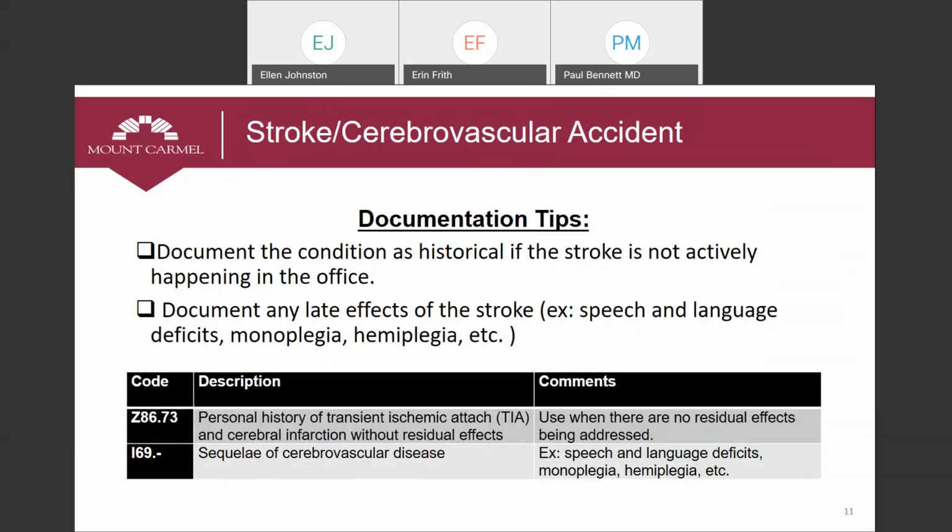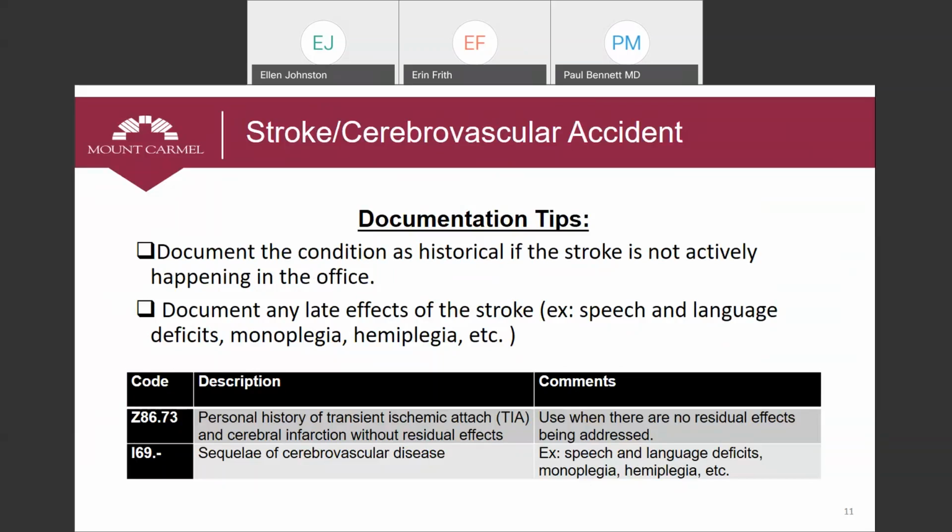Instead of choosing an acute stroke code, a historical code should be chosen instead. Physicians should also code for any long-term effects the patient might be experiencing from their stroke, such as difficulties with speech and language, hemiplegia, or monoplegia. Down below are a few examples of codes that can be used.